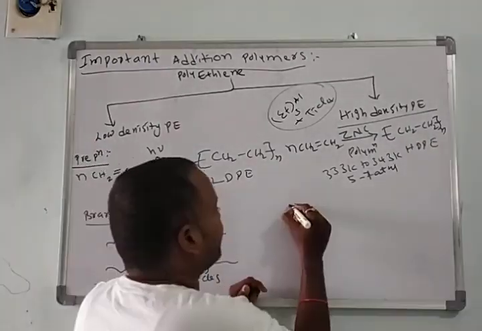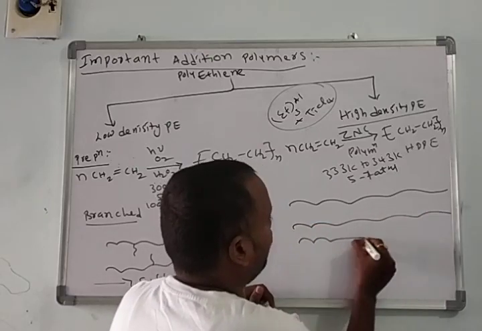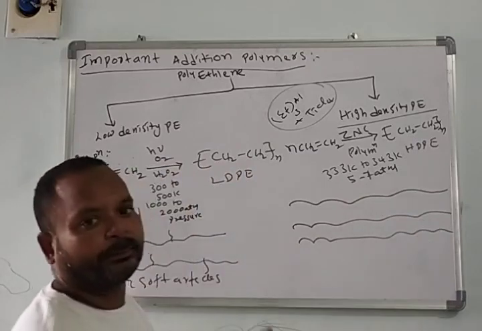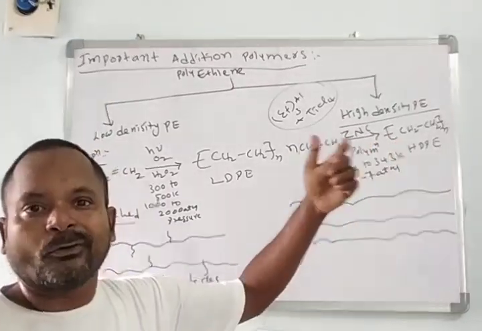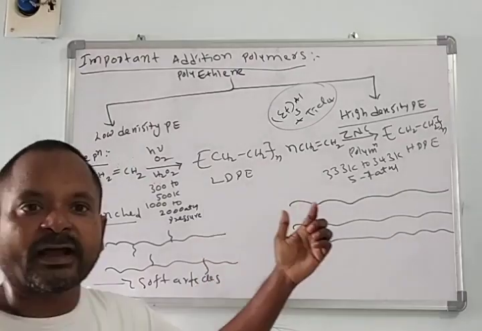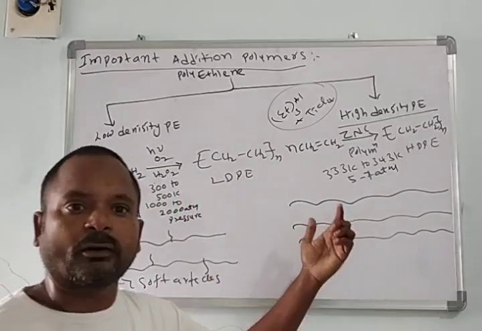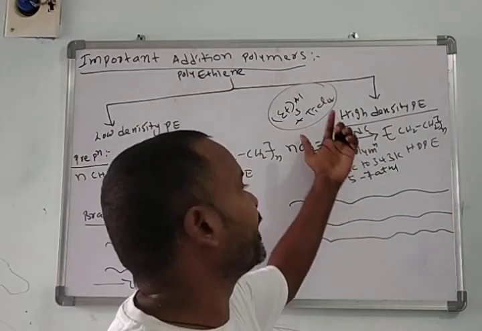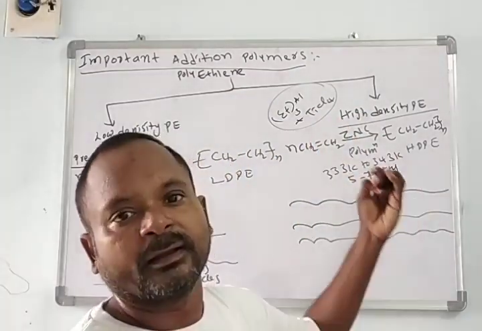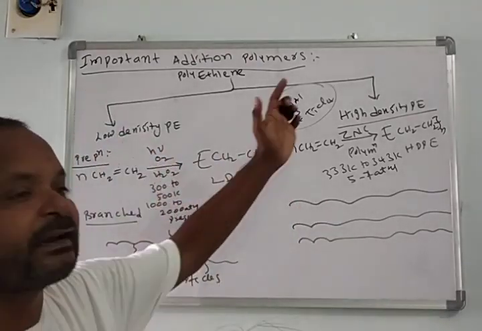Completely it has a linear structure, no branched structure, only linear structure. We observe that all ethylene molecules are arranged in a linear manner, whereas low density has the branched structure. These are used in the preparation of agriculture pipes, and pipes for sanitation purposes. Different hard, rigid plastic articles are prepared by using this high density polyethylene, HDPE.